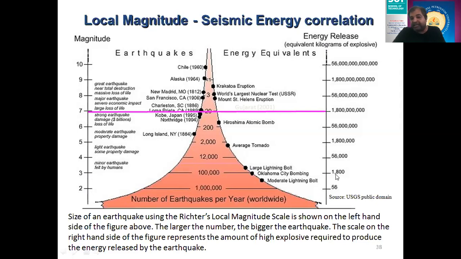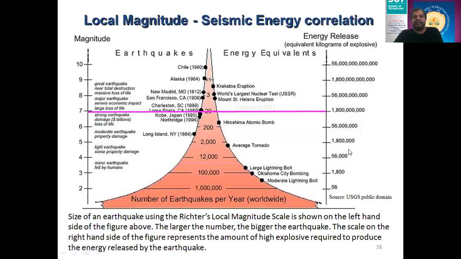1800. How many times? If you just see this ratio, it comes around 32 to 33 times. So if you take the ratio of each step, it will come around 32 to 33 times. If you go from 3 to 4, 1800 comes to 56,000. Then from 4 to 5, the energy release will be 18 lakhs. Then from 5 to 6, it will come to 5 crore 60 lakhs, and so on.